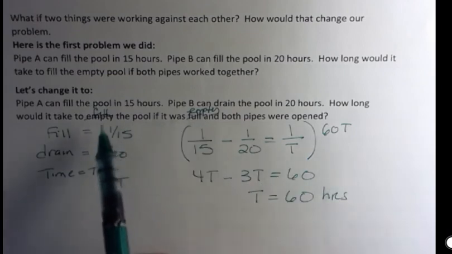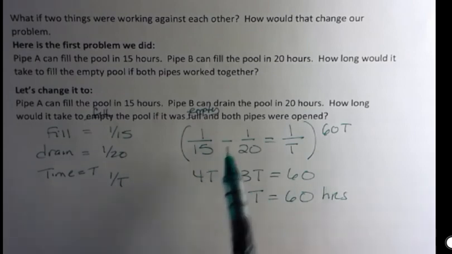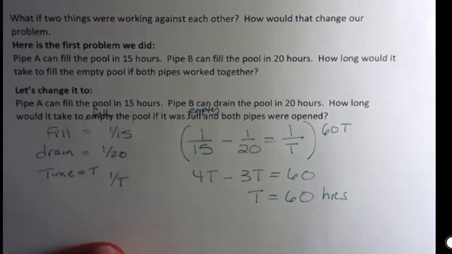I know it had to be filled because I could see that it was filling faster than it was draining. And it's a subtraction. That's how it changed the problem. If we have things working against each other, we subtract.